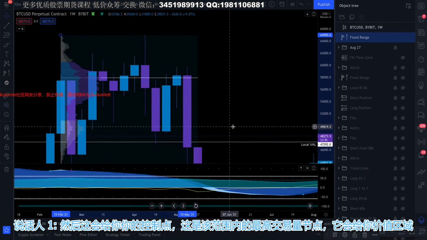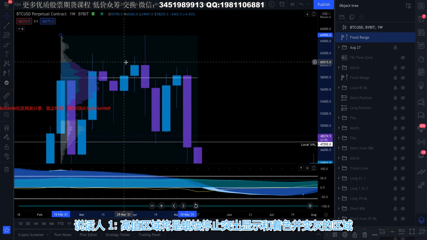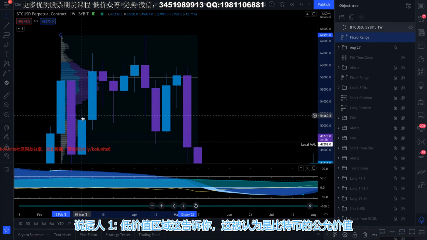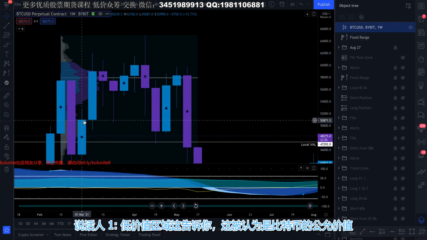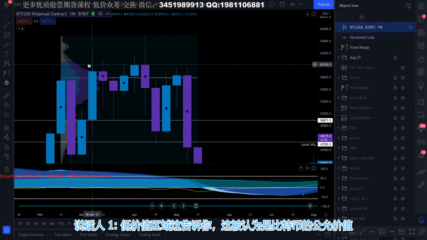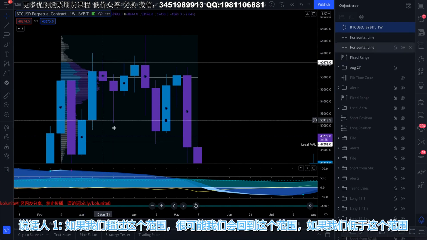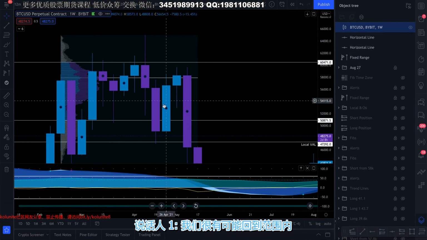It will give you the value area. The value area high would be the area where the candles stop being highlighted and colored and go to grayed out. The value area low, this is telling you that this is considered the fair value for Bitcoin. If we come above that, it's very likely we come back into the range, and if we come below it, it's very likely we come back up into the range.